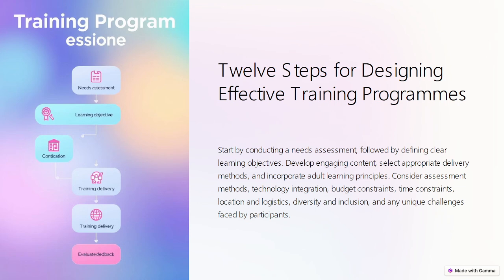I am again recapitulating these 12 points. First of all, you need to have a clear assessment, clear learning objectives, developing engaging content, select appropriate delivery method, incorporate learning principles, assessment method, technology integration, budget constraints, time constraints, location and logistics, diversity and inclusion, and challenges. And the last but not the least is feedback. These are the 12 important steps for designing an effective training program.